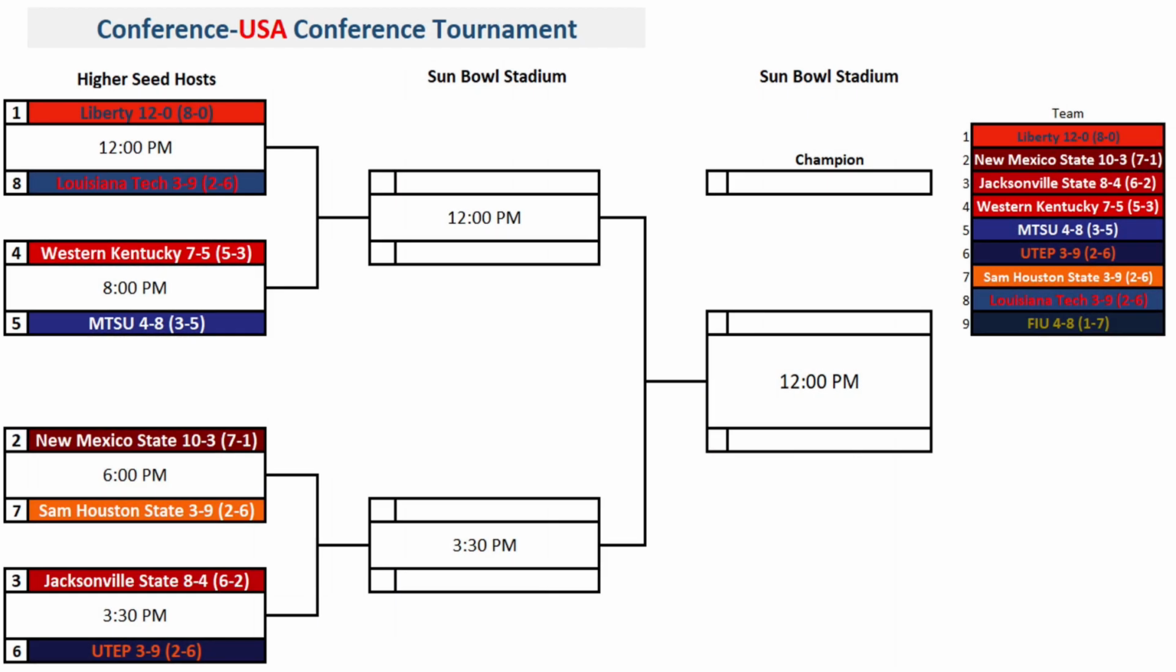Conference USA has 9 teams. We're only going to go with 8. Liberty was the 1 seed. New Mexico State was the 2 seed. They both, again, played each other for the conference title game. Jacksonville State was a 3, and Western Kentucky was 4th in the conference.